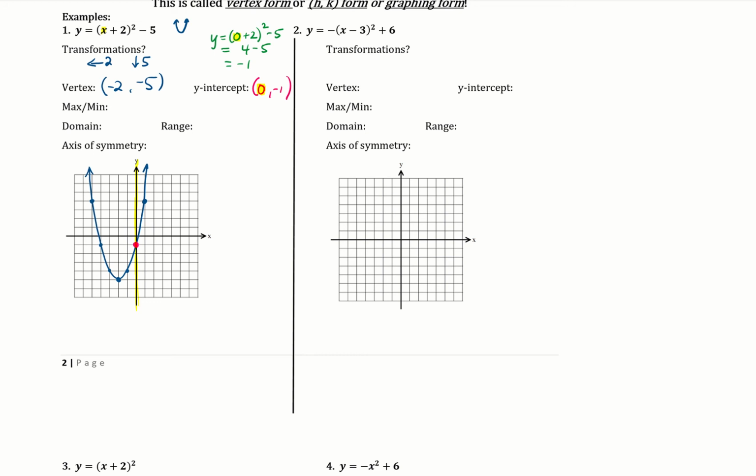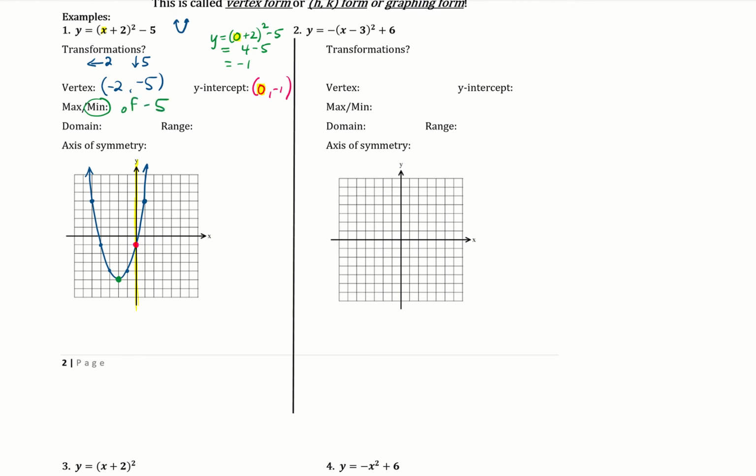All right, next. The next question says, what is the max or minimum? These parabolas will always have one or the other. It will always happen at the vertex. So right here, this point, the vertex, is the lowest point on the graph. That means it is a minimum. It is the smallest y value. So the minimum is -5.